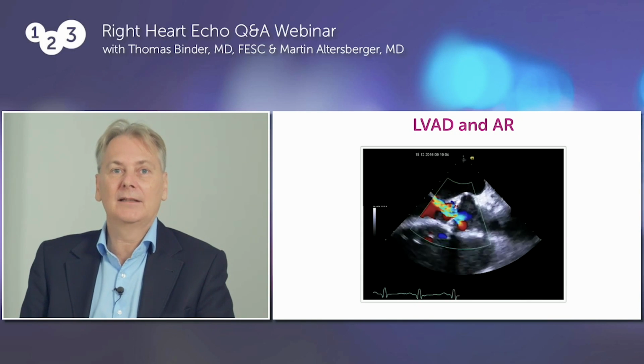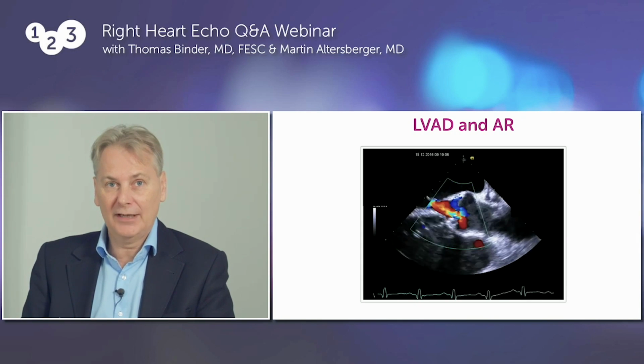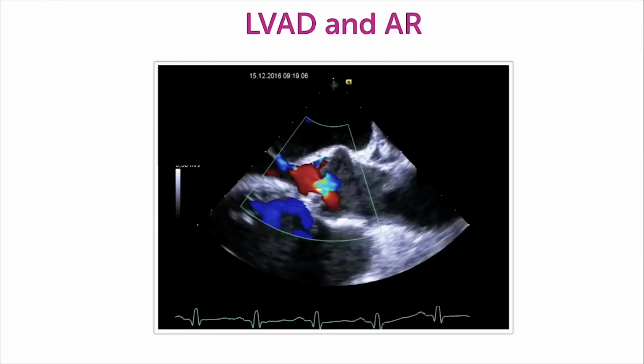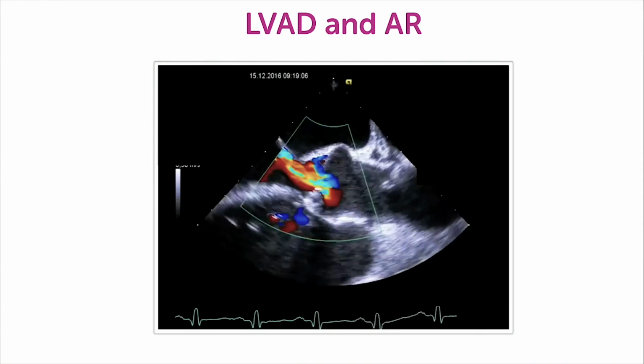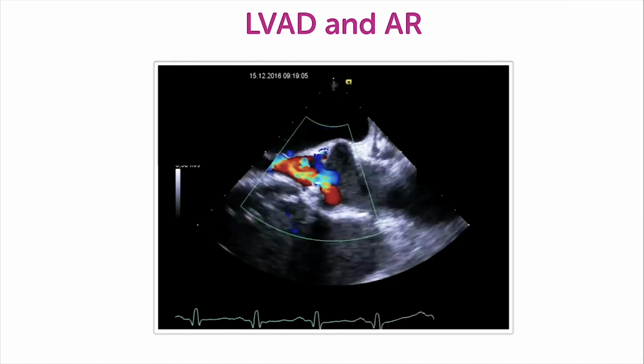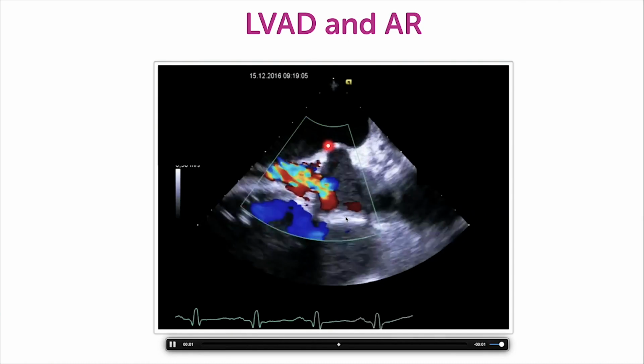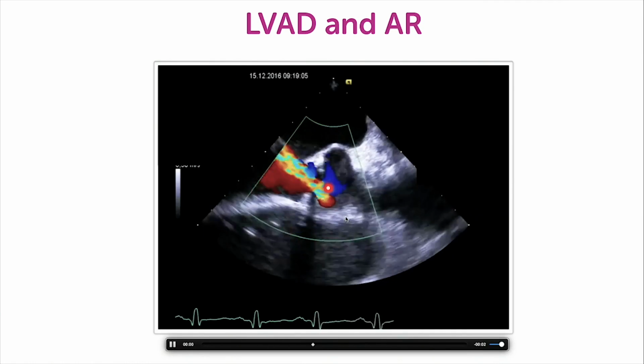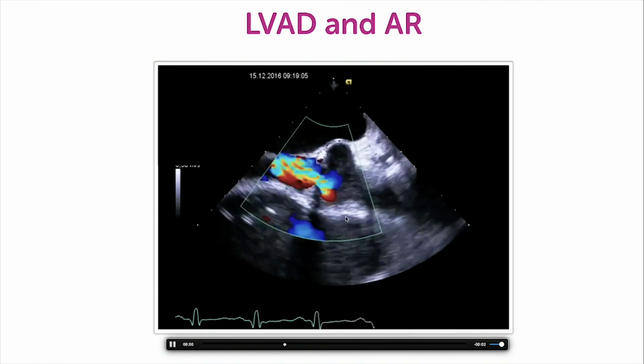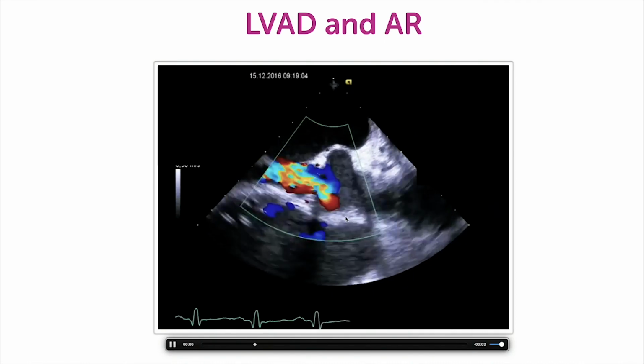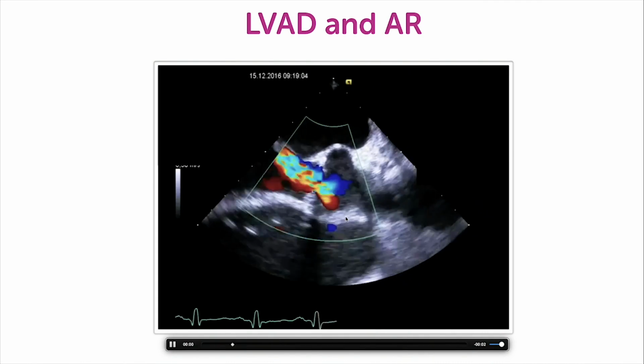One big topic is aortic regurgitation. Here's an example of a patient who received an LVAD. You see that the aortic valve is not moving. That's normal, because now you're sucking blood out of the left ventricle, so there's no blood going through the aortic valve. It's being bypassed. The left ventricle is actually being bypassed.